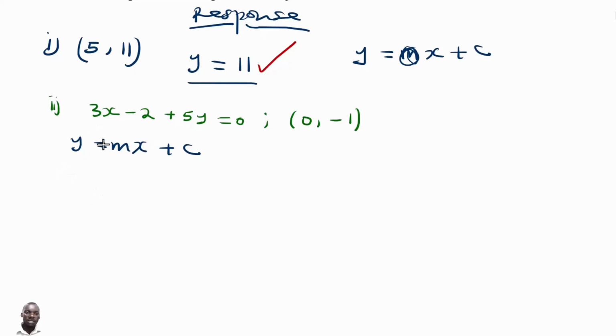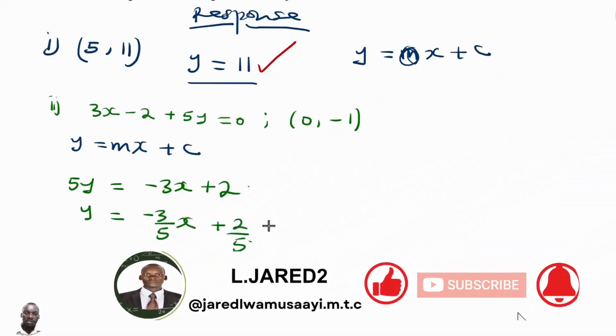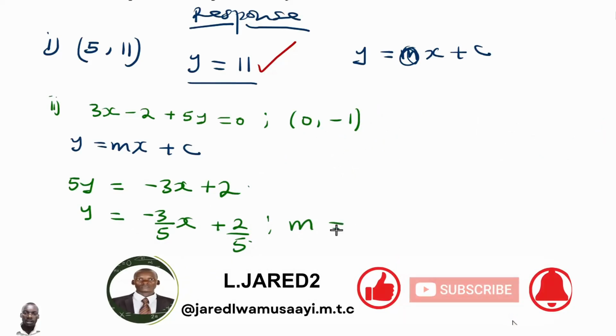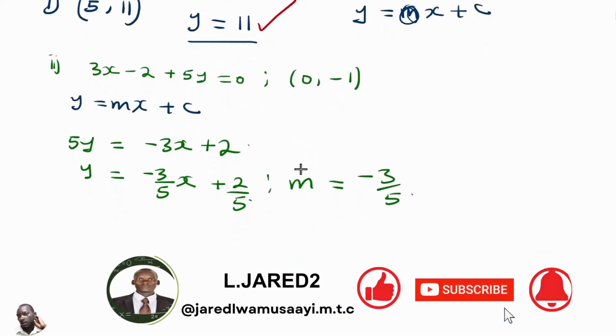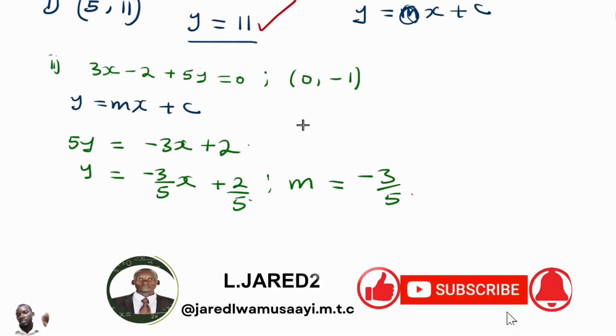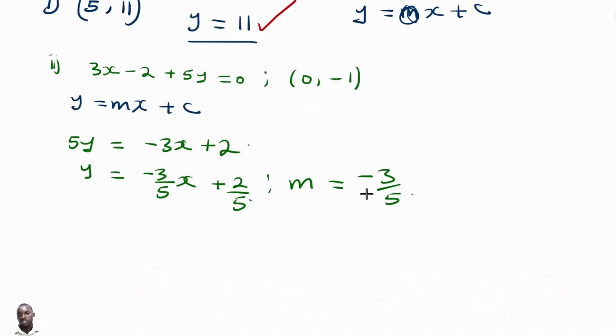So from the equation here, we are going to have 5y equal to -3x plus 2. So our y is going to be equal to -3/5 x plus 2/5. In here, we can see that our m, the gradient, is -3/5. And since these lines are parallel, it simply means that the gradient of the line passing through this point is also this. So the line passing through this point (0, -1) is also -3/5.